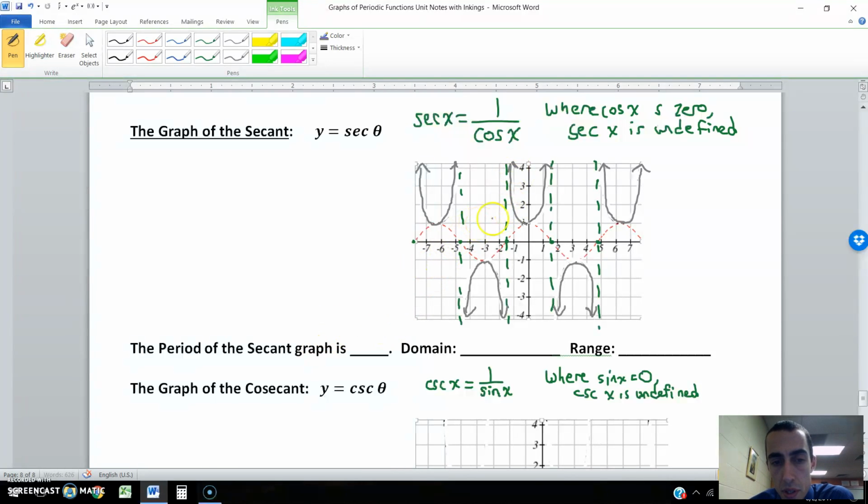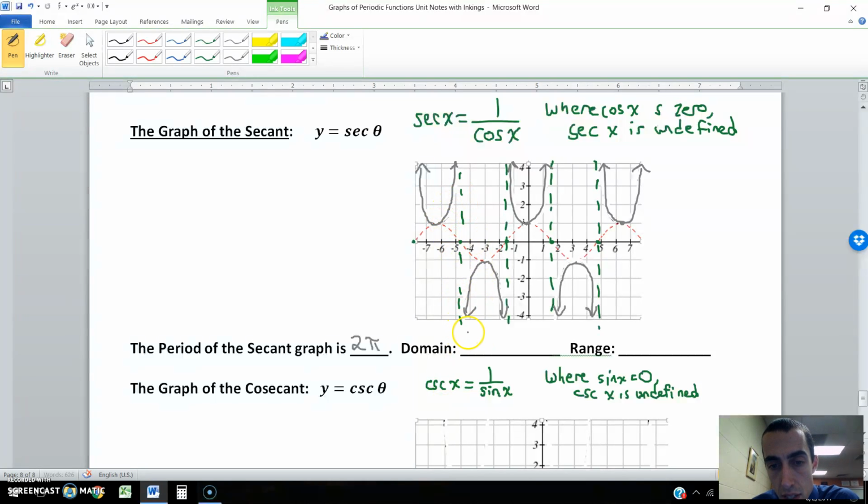Now let's see the period of the graph. I see that the graph sort of repeats down here, but it repeats as a reflection. It doesn't actually repeat until we get over here. And so from here to here, that's a little above 6, about 6.28, which is 2 pi. And so the period of the secant graph is 2 pi, which is actually the same period as its related cosine graph.